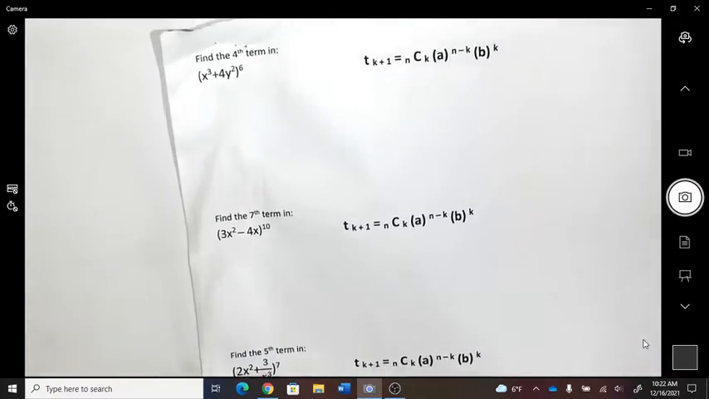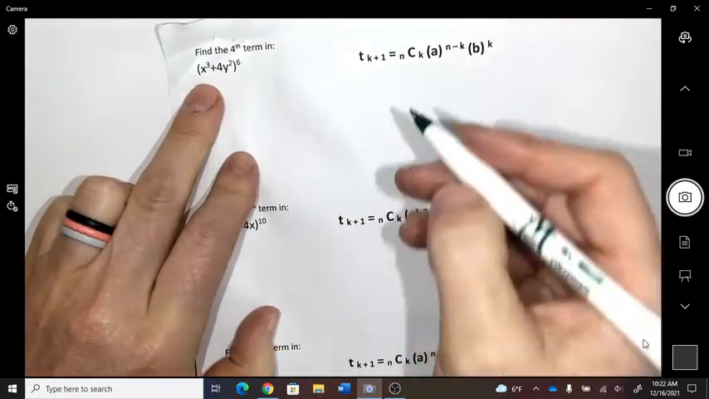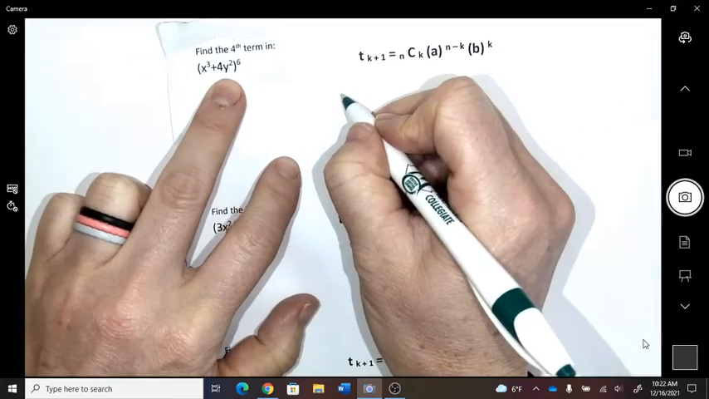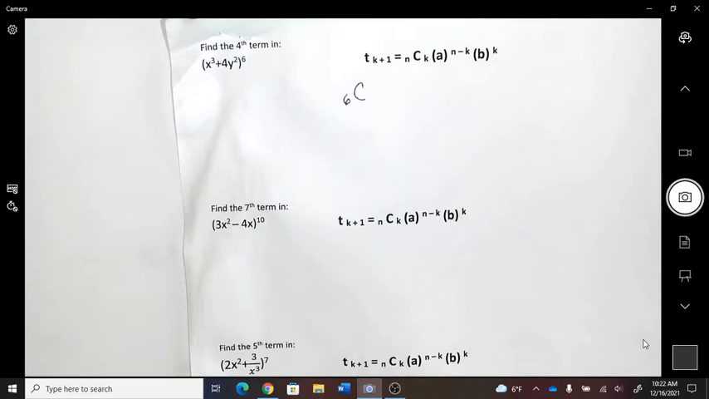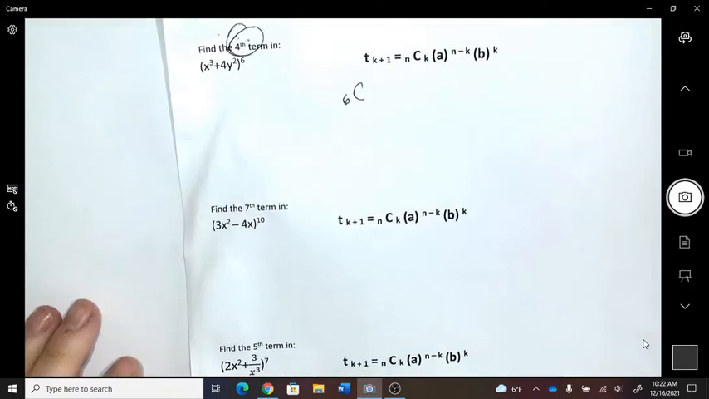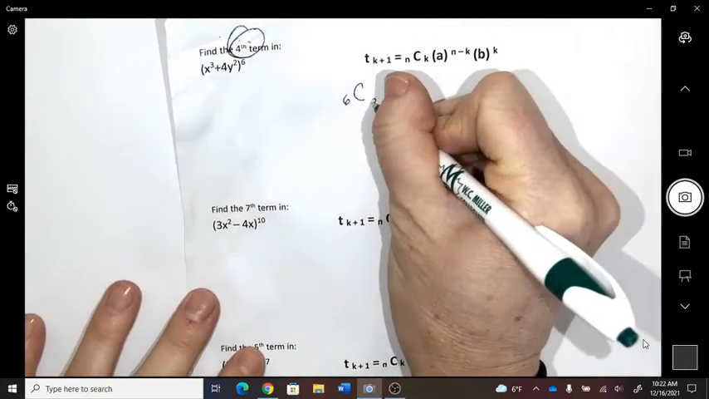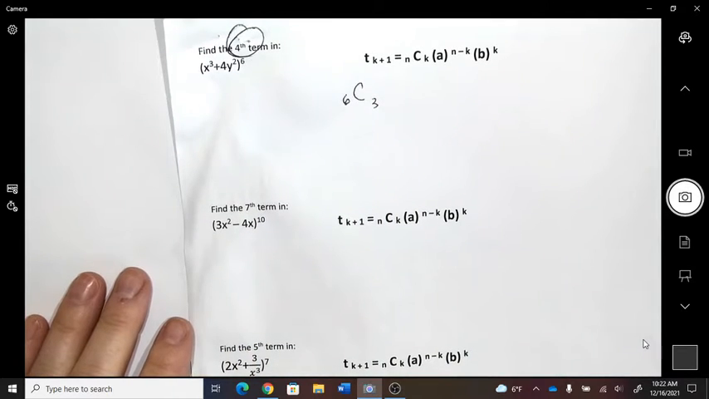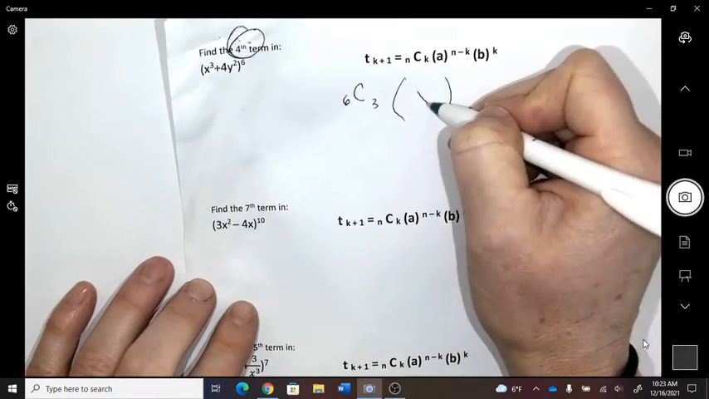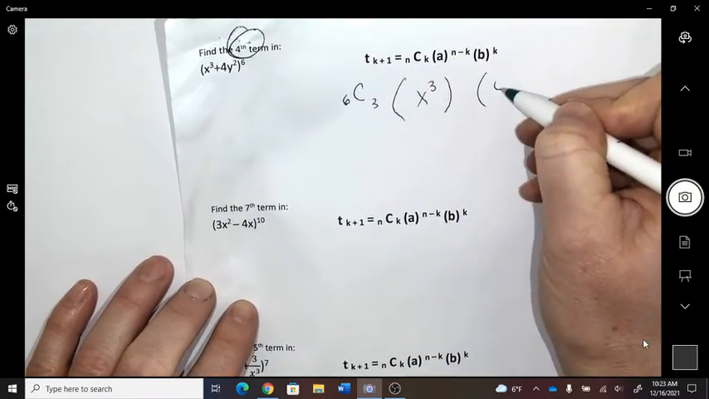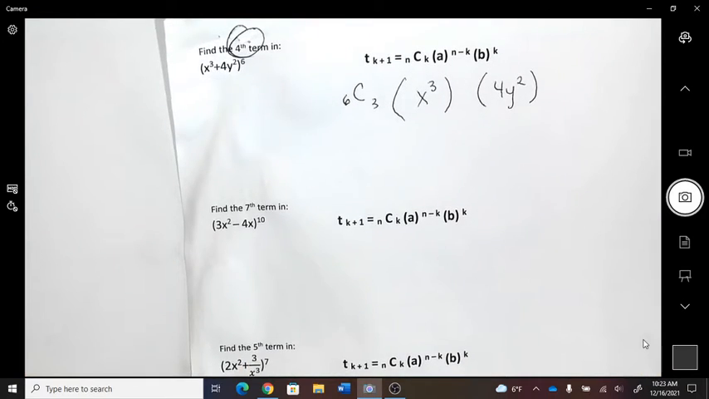Okay, find the fourth term. So, 6 is the exponent. And we're going to choose what? If it's the fourth term, we're actually going to be choosing 3. Okay, we have to pick one less. X cubed, 4y squared. Those are the units in my binomial.